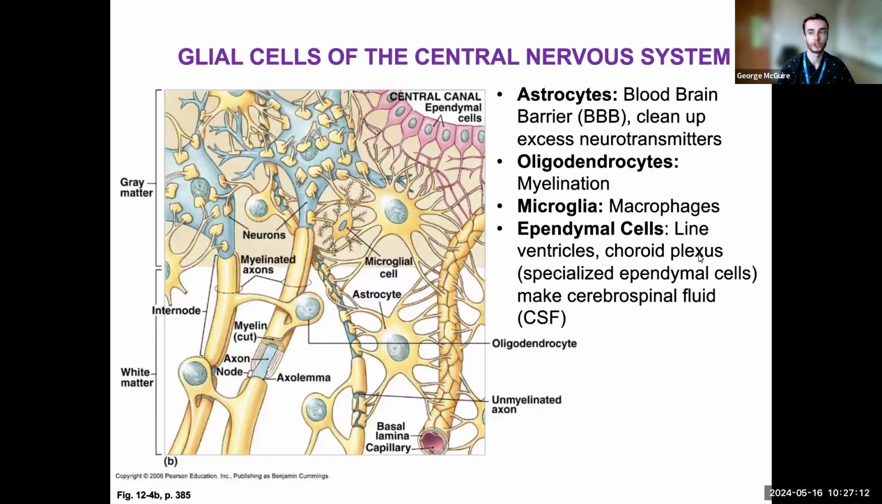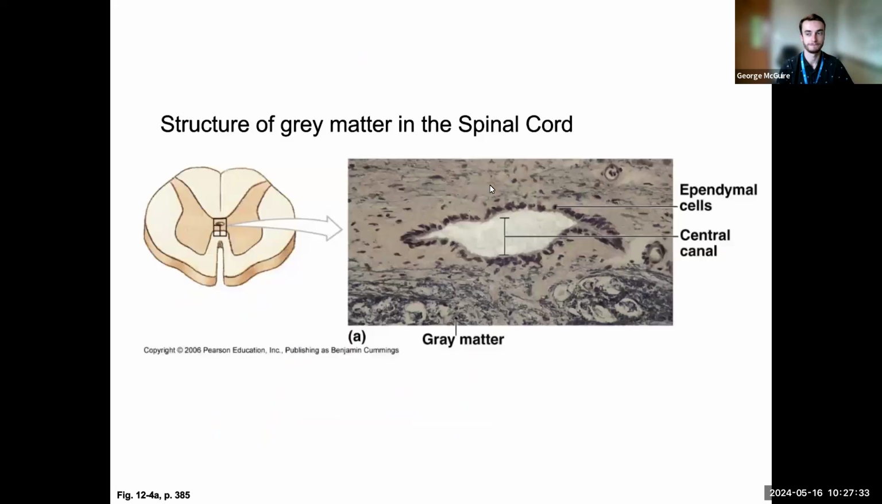So those choroid plexi are what produce cerebrospinal fluid, which is the fluid of the nervous system. And then all of the open spaces in your brain are called ventricles, and in your spinal cord, the central canal, and ependymal cells are lining those spaces. So those are the glial cells of the central nervous system. And here you can see those ependymal cells lining this central canal. So this is our first look at the actual spinal cord itself.